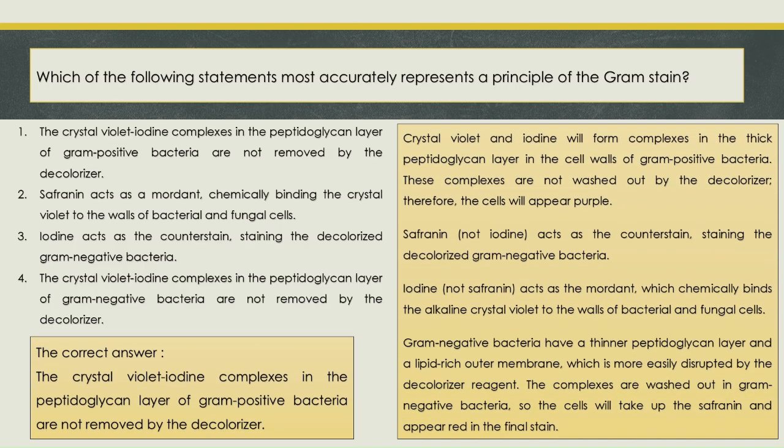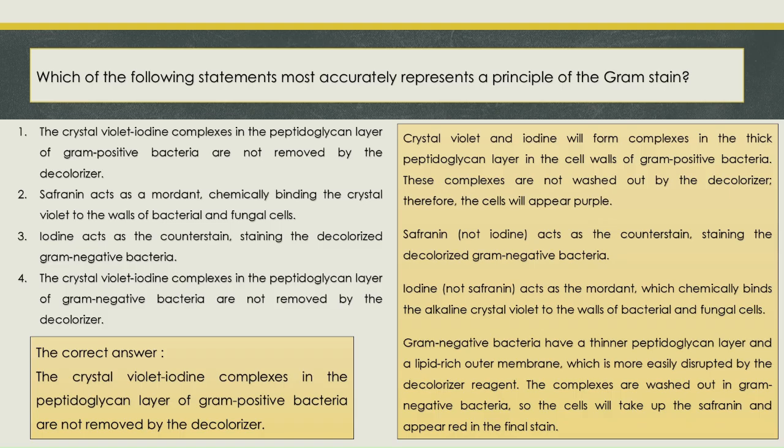The correct answer: the crystal violet iodine complexes in the peptidoglycan layer of gram-positive bacteria are not removed by the decolorizer. Crystal violet and iodine will form complexes in the thick peptidoglycan layer in the cell walls of gram-positive bacteria. These complexes are not washed out by the decolorizer, therefore, the cells will appear purple. Safranine, not iodine, acts as the counterstain, staining the decolorized gram-negative bacteria.